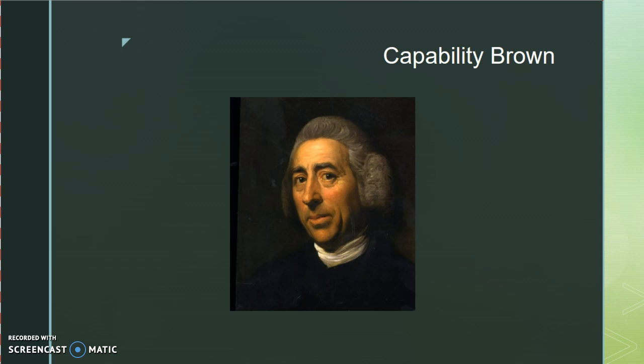Probably the most famous creator of picturesque architecture and design in the 18th century was Capability Brown, who worked mostly in the design of gardens and landscaping. An example of a landscape that Brown worked on and designed was the Harewood House in Yorkshire, England.